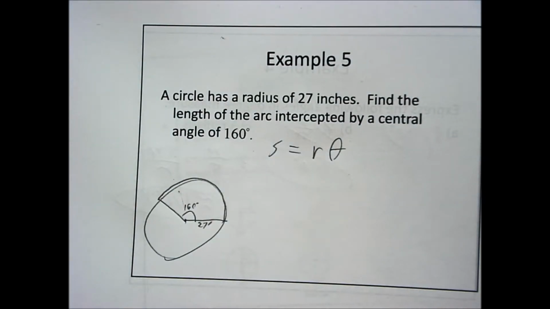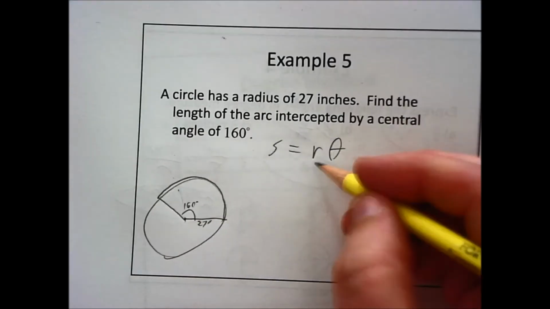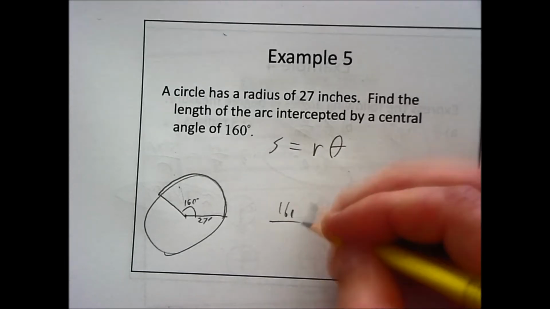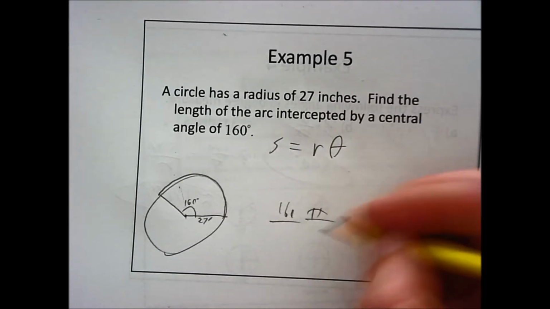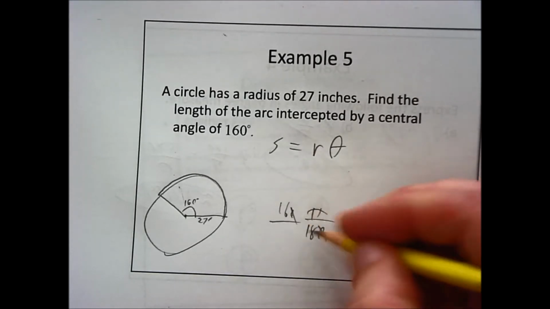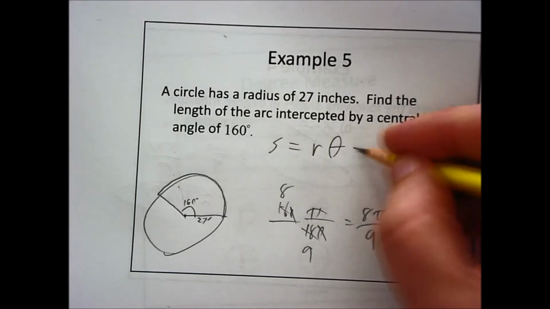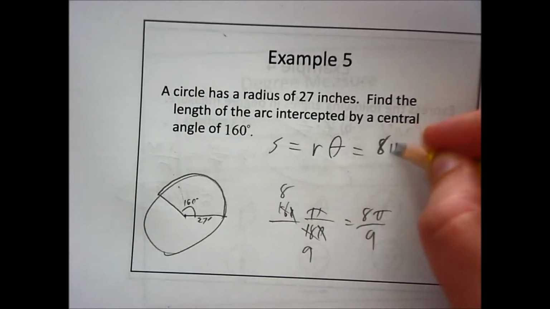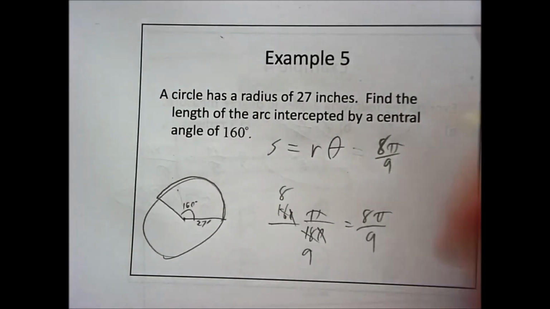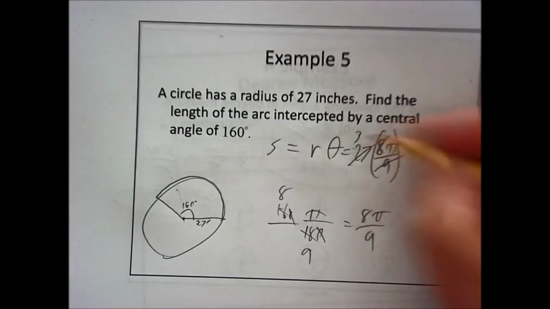Now, the problem is, can I use the 160? It needs to be in radians for this to work. So I do need to convert this. I'm going to take 160 times, because I want to get the pi in there, pi over 180. 180 and 160 simplify down to 9 and 8. So I have 8 pi over 9. So I'm going to take 8 pi over 9 as the angle, times 27. When I multiply these, 27 and 9 give you 3 and 1.